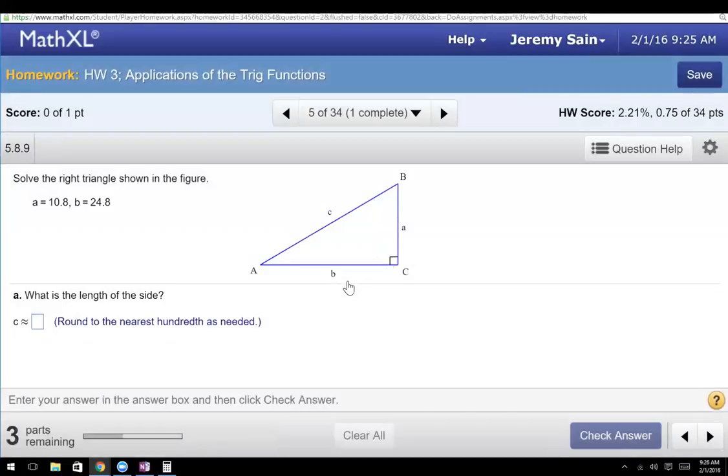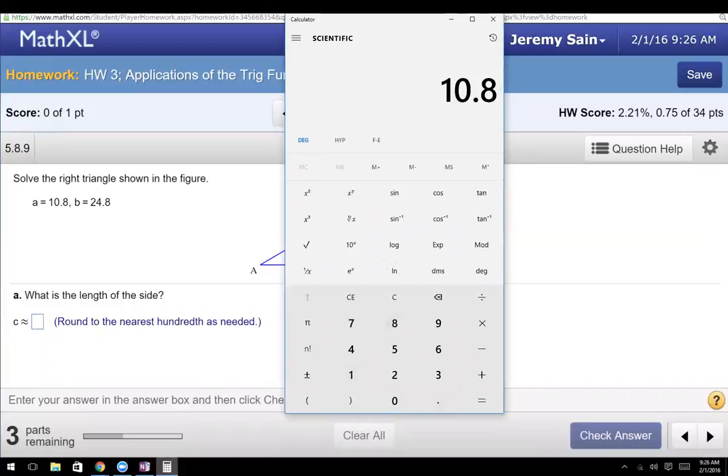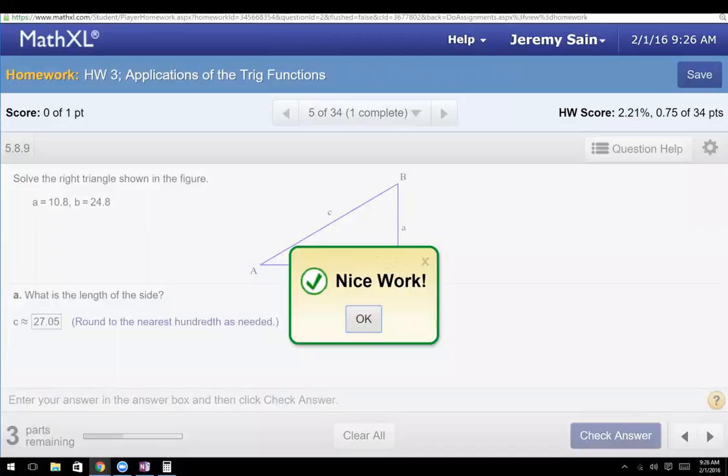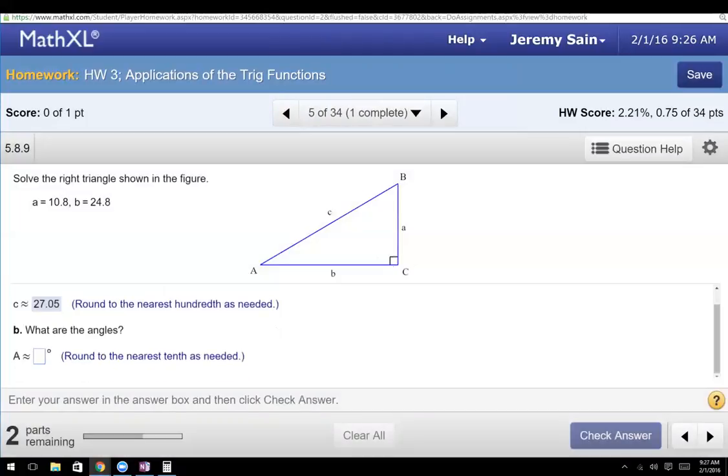Let's try question 5. That's still the exact same thing. So how would you get side C? A squared plus B squared is C squared. We don't have any angles, so we're not going to use any trig functions. 10.8 squared plus 24.8 squared, and take the square root. 27.05. It really does mess me up, having this class right after physics, because in physics everything is 3 significant figures.